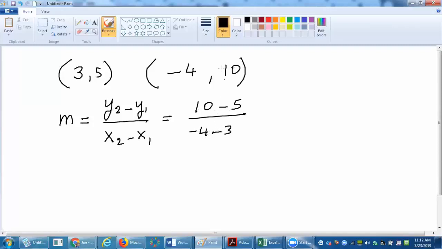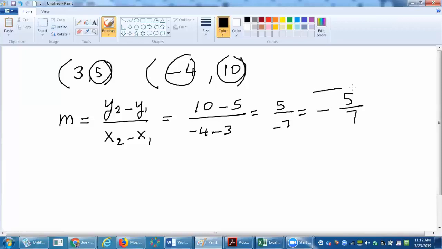So you have to be consistent. If you start with 10 minus 5, you're going to stick to -4 minus 3. And this would be 5 over -7, or -5 over 7, which would be the slope of the line given 2 points.